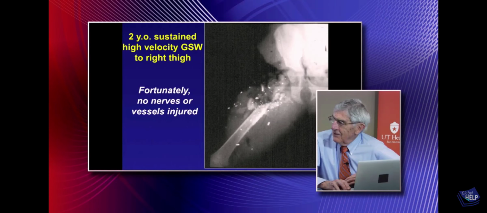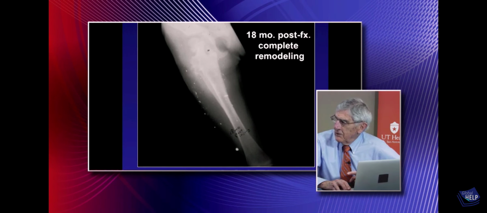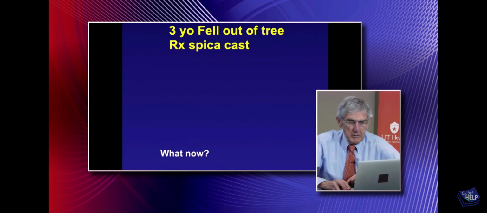Either with traction. Very good. That's right. You apply traction. And remember, this is a 2-year-old, so it has a tremendous remodeling capacity. And that's exactly what the doctor did that saw this patient. He put this child in distal femoral traction, and here you can see at 18 months, she's got complete remodeling of it. Because she was young, she had tremendous remodeling capacity.